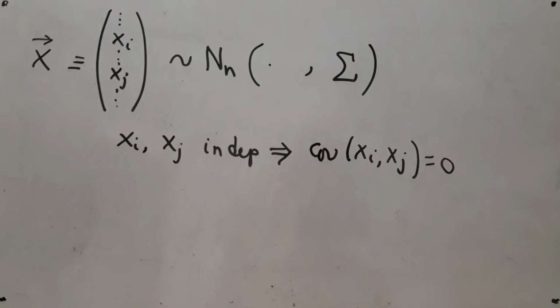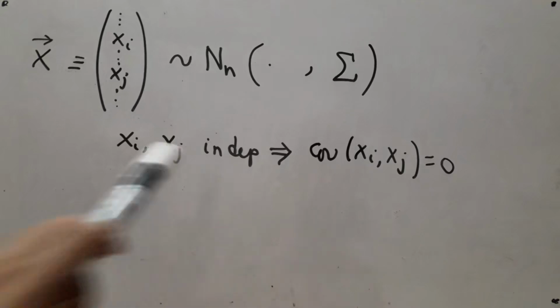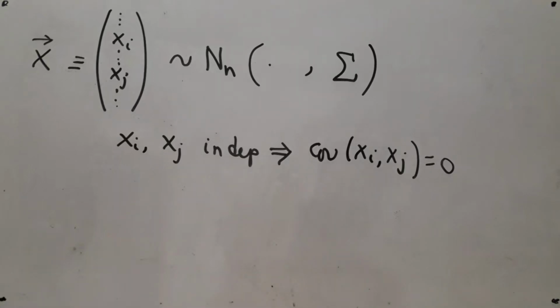Now we know in general, for any two random variables xi and xj, covariance equal to 0 does not imply that they will be independent, but in case of multivariate normal, it is actually true. To prove that converse, we need to know about a property of the multivariate characteristic function.